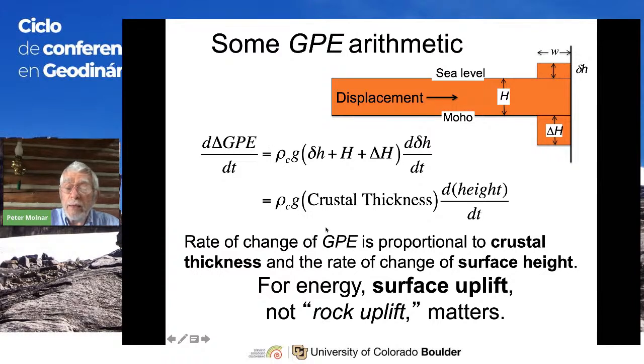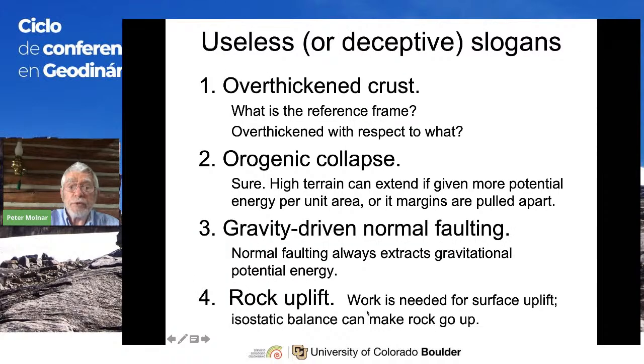In the energy balance, what's important is surface uplift, not rock uplift. Much confusion surrounds rock uplift. So this is a list of these useless or deceptive slogans: overthickened crust, orogenic collapse, gravity-driven normal faulting, and rock uplift. Work is needed for surface uplift. Isostatic balance can cause rock to go up. If you erode, remove material, isostatic balance will make the remaining rock rise relative to sea level.